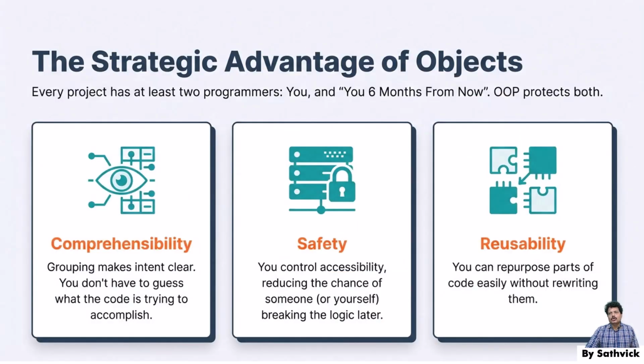Objects also allow you to control your code's accessibility, which means that you will reduce the chance of someone else or even yourself accidentally breaking your code as you create your project. You will also be able to more easily reuse and repurpose different parts of your code. Keep in mind that every project has at least two programmers working on it, you and you 6 months from now. When you won't remember how or why you did what you have done, object-oriented programming will make your code more readable and difficult to break for your own sake, as well as for any other programmer who might work on your project.